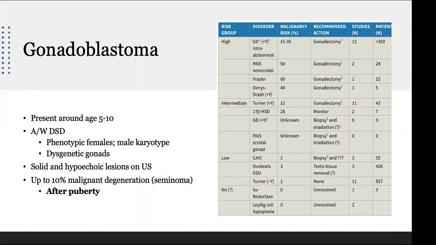This I took from Campbell's, which summarizes this consensus statement. The important thing to consider is that the risk of malignant disease in prepubertal patients is very low. However, approximately 10% do undergo malignant degeneration to generally a seminoma, but this occurs only after puberty. And I will finish with that, as an in-depth discussion about this complex topic is definitely outside the scope of this talk.